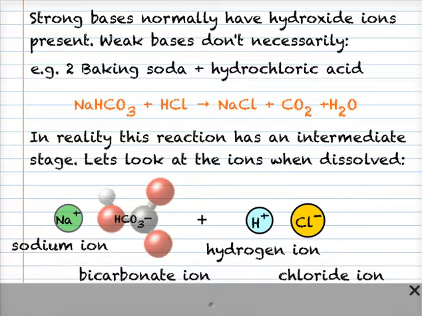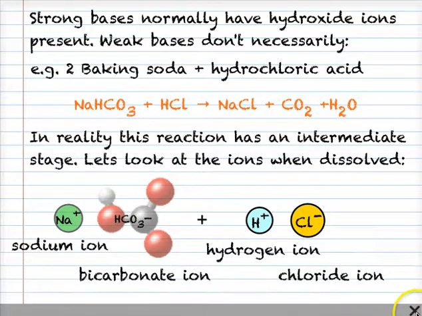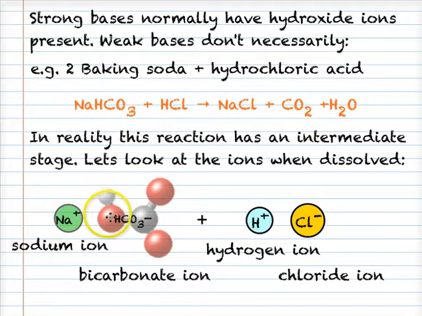So let's take a look at the ions first when these substances are dissolved in water. So we've got sodium hydrogen carbonate, which we have sodium ion and a bicarbonate ion. Sodium ion is a positive ion, it's donated an electron to the bicarbonate ion, so we can see that is a negative. And we've got hydrochloric acid, hydrogen ion and chloride ion. So these are all tipped together, and as you might guess, the sodium ion goes and teams up with the chloride ion because they're opposites, and the bicarbonate ion teams up with the hydrogen ion. Let's have a look and see what that makes.